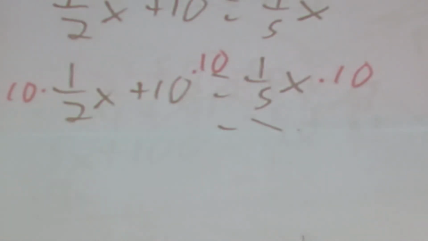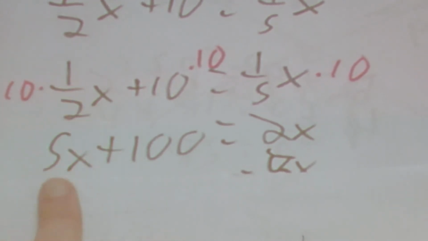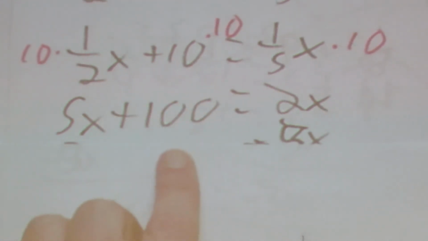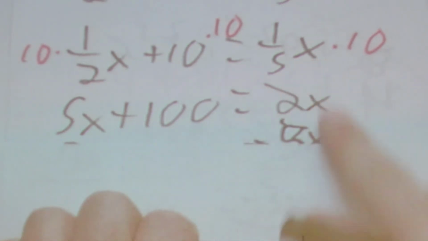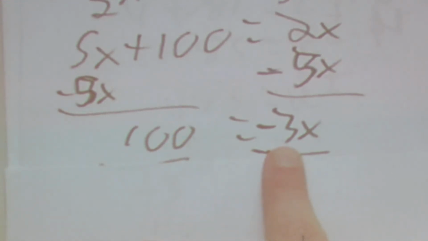When we do that, we're going to get 10 divided by 2 is 5 times x, so 5x. 10 times 10 is 100. 10 divided by 5 is 2, times x is 2x. So now I need to move my x's to one side. So I'm going to subtract 5x from both sides. I'm going to get 100 equals negative 3x. I need to divide both sides by negative 3.